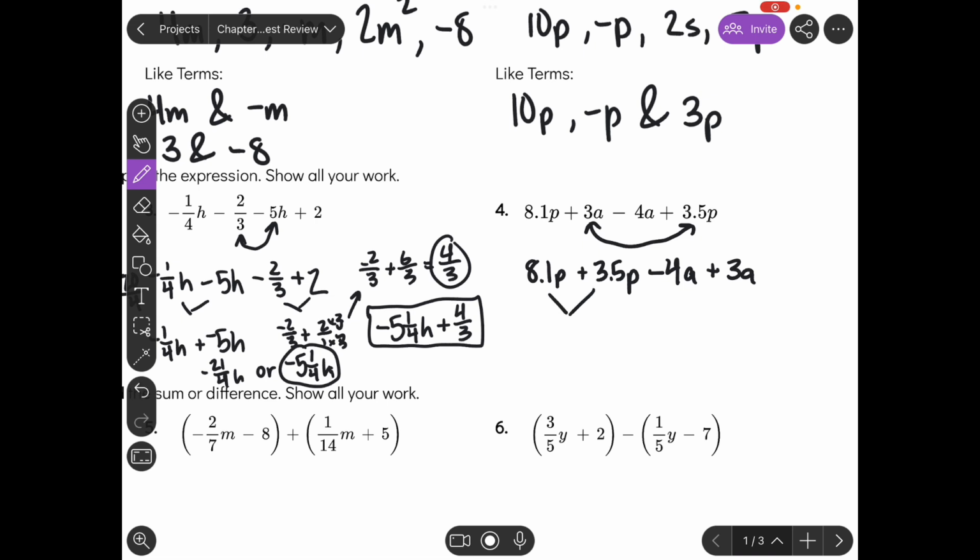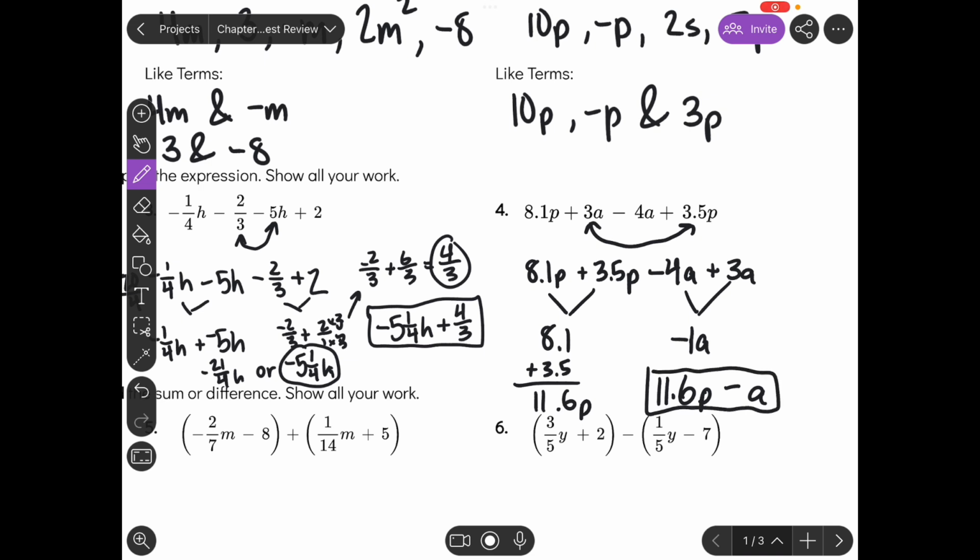My two p's I'm going to combine together. They're both positive, so they're going to add in value. I'm going to get 11.6p. These two, 4 negatives, 3 positives, that's going to result in a negative 1a, or just negative a. Put the two together, 11.6p minus a. If you want to do minus 1a, that also works.